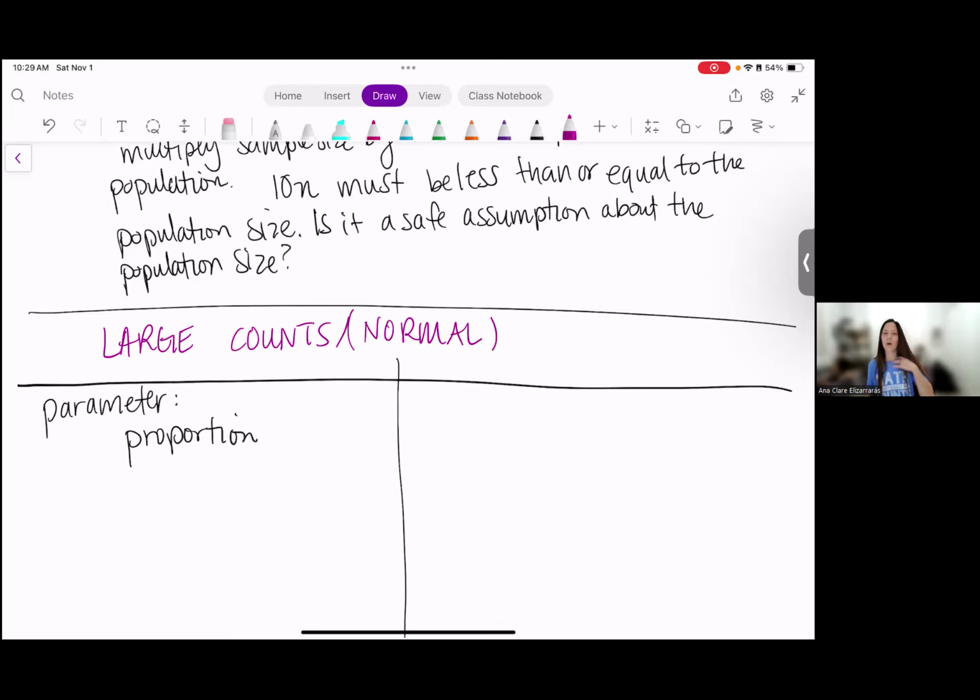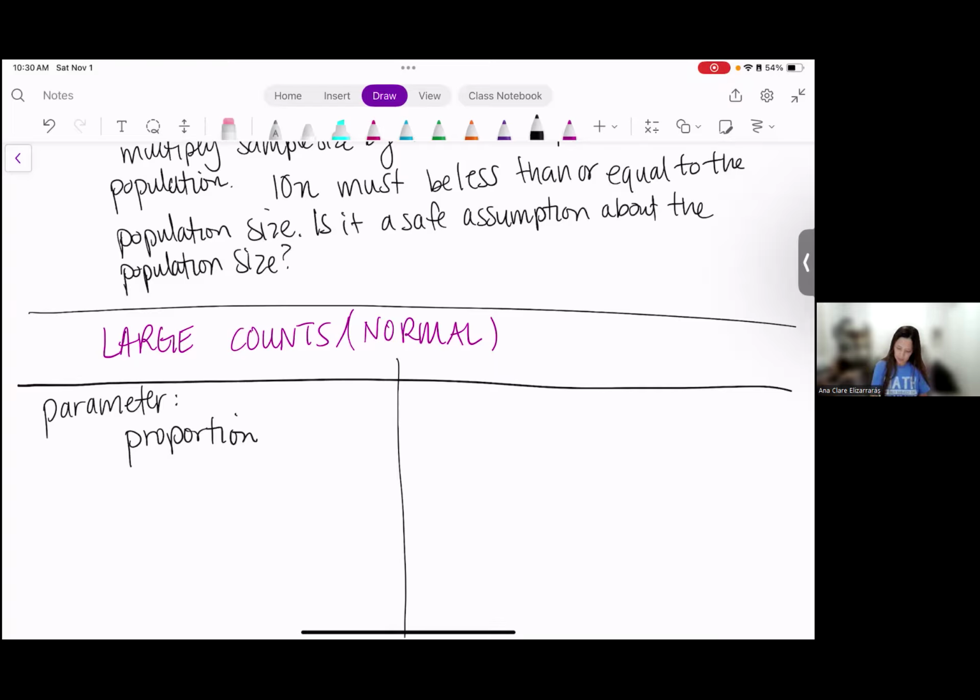Now remember, we call it large counts because we'll be moving into chi-squared and different things where we are looking at expected counts, not just the normal condition, because chi-squared doesn't follow a normal distribution, but we have the same sort of idea that we're checking. And for a t distribution versus a z distribution, we want to make sure we can use that distribution.